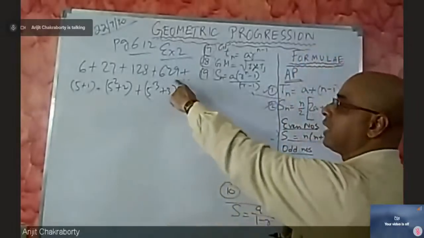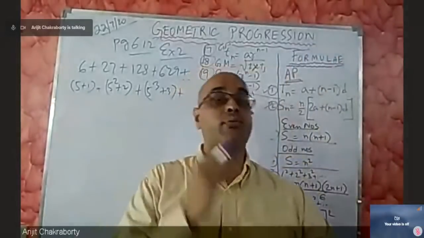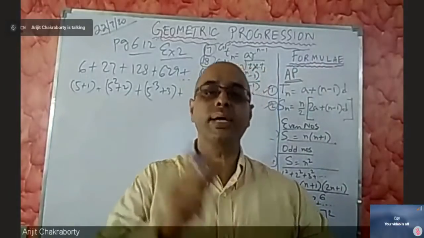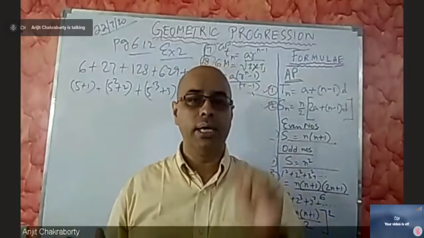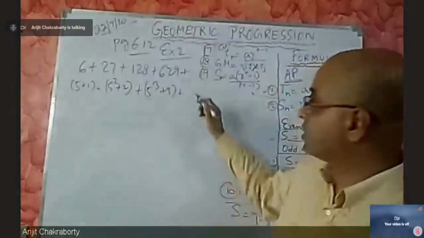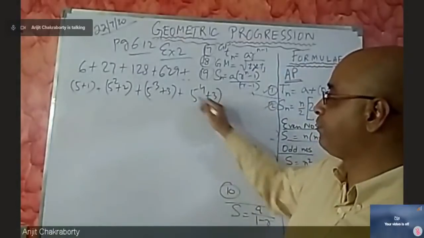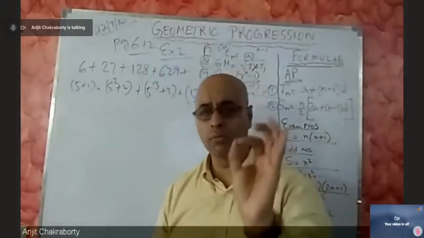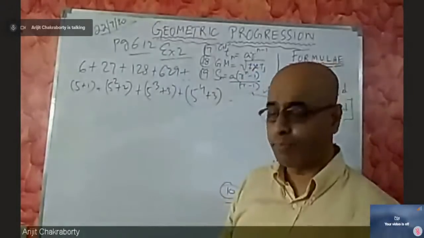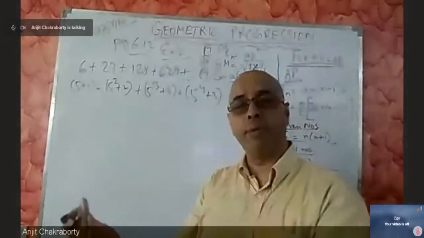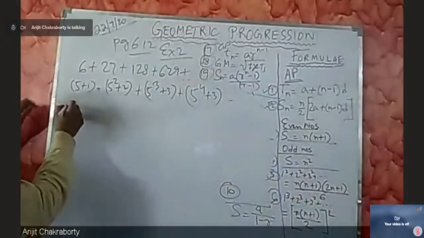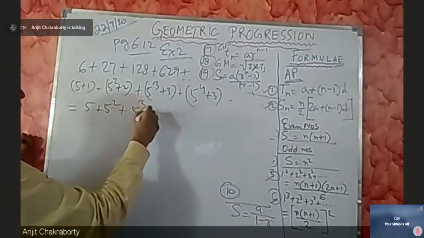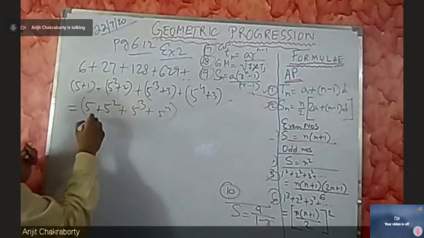Then you have 629. 629 is nothing but 625 plus 4, and 625 is 5 into 5 into 5 into 5. That is 4 times. So 5 to the power 4. So this is 5 to the power 4 plus 4. If you break this up, wonderful problem, one of the best problems, it becomes a GP as well as an AP. So how does it become a GP? Now if I take 5 plus 5 square plus 5 cube plus 5 to the power 4, this becomes the GP portion.